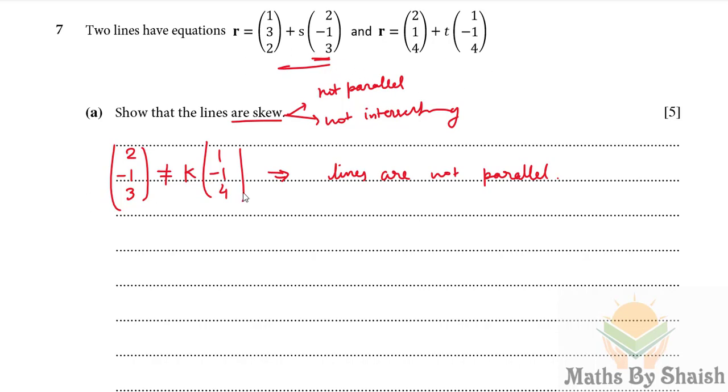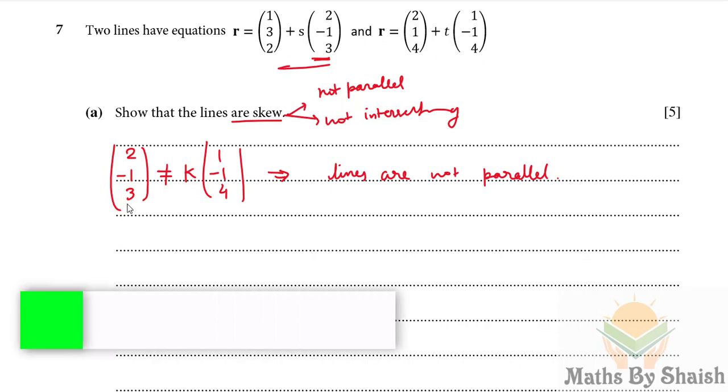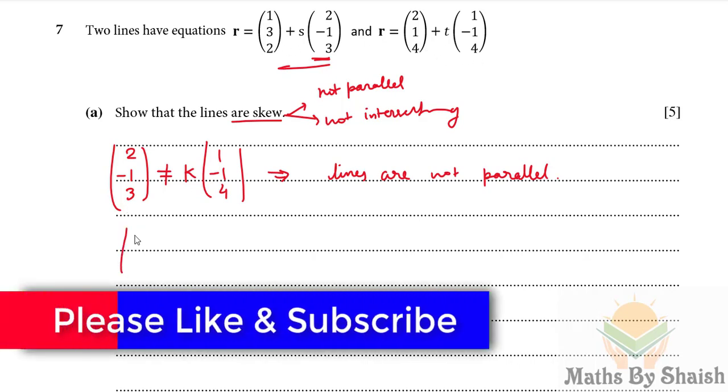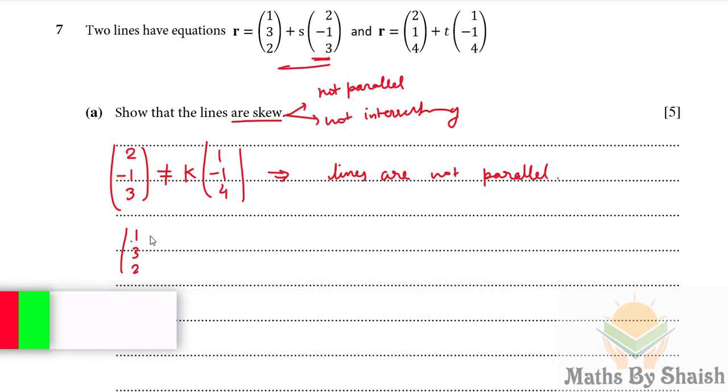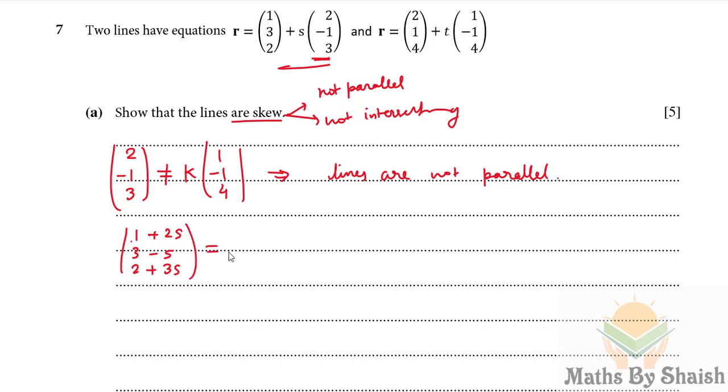If they are intersecting, it means there has to be some s and t for which both the lines are the same. It means (1, 3, 2) plus s times this is going to be (1 + 2s, 3 - s, 2 + 3s). This has to be the same for some s and t as (2 + t, 1 - t, 4 - 4t).